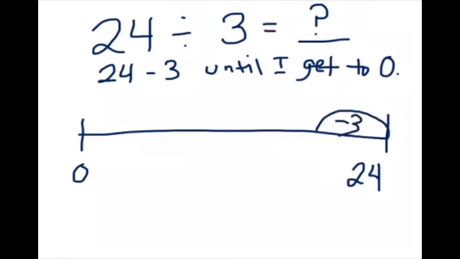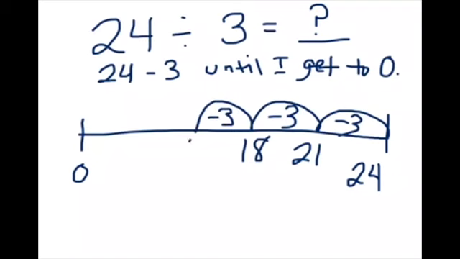So 24 minus 3. What would I get? That gets me to 21. Then I have to do 21 minus 3. Oh my goodness, what would that be? Well, 21 minus 1 would be 20, so minus 2 more would be 18. 18 minus 3, oh, that's 15. And then 15 minus 3 is 12. I'm going to have to make my jumps backwards of 3 a little bit smaller because it looks like I'm running out of room. That's okay.